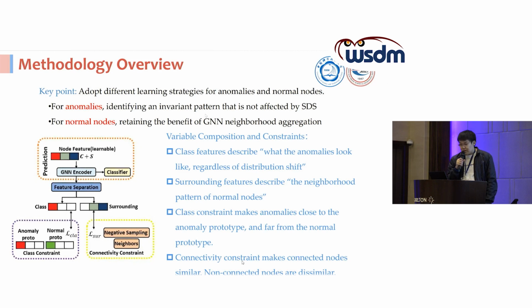To make it easier, we leverage two constraints. The class constraint makes anomalies close to the anomaly prototype and far from the normal prototype. And the connectivity constraint makes connecting nodes similar. Non-connecting nodes are dissimilar.